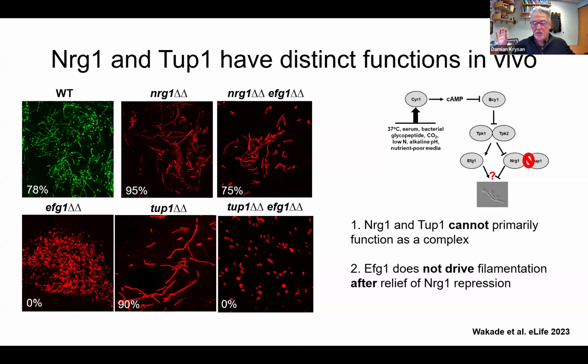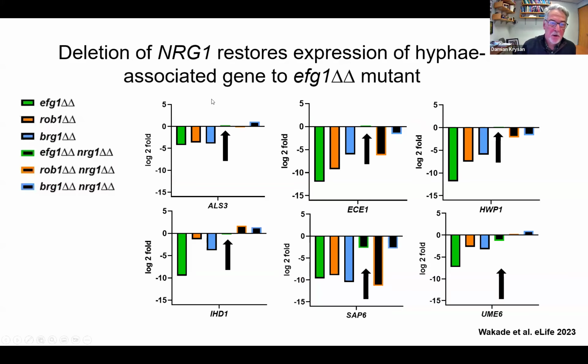It also is important here to know that in the standard model, NRG1 leaves the promoters of hypha-specific genes, and EFG1 comes in to turn those genes on. Well, if the double mutant still forms a filament, it doesn't seem like those genes are dependent on EFG1. And in fact, when we look at gene expression in these single and double mutants, we see exactly that.